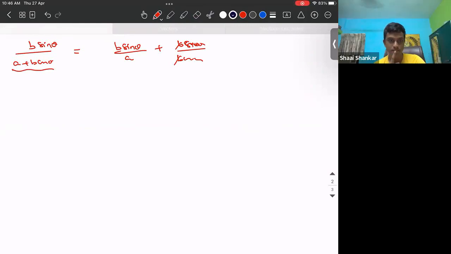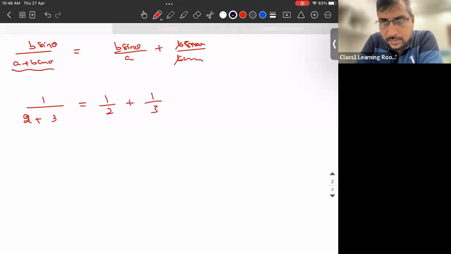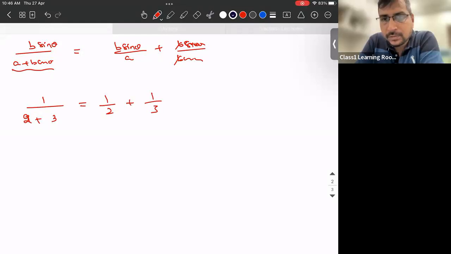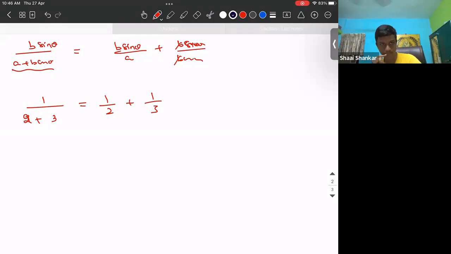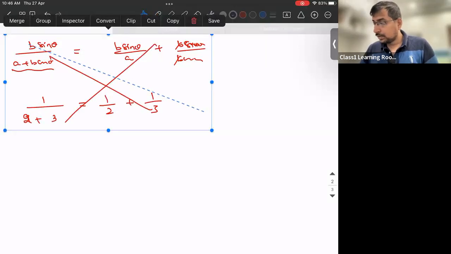Okay. See, for example, I have 1 divided by 2 plus 3. Is it the same as half plus 1 by 3? No. You can split it only when you have multiplication, 1 by 2 into 1 by 3. That you can. This is wrong, so not valid. Right?